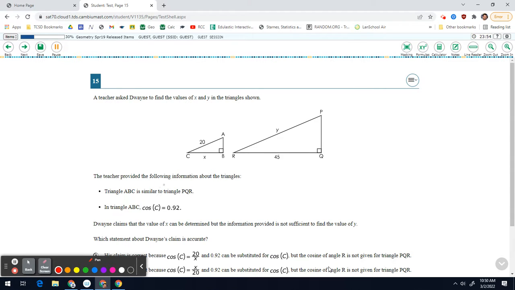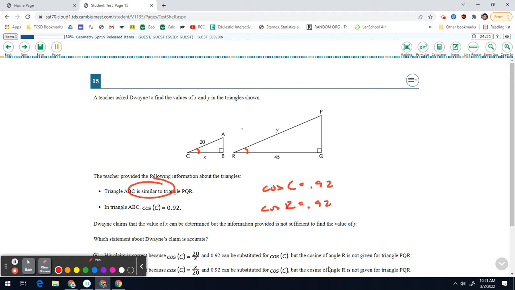Because these two triangles are similar, we know that the angles are congruent. So the angle that is C is also the angle that is R. So if the cosine of C is 0.92, that is also going to be the cosine of R. Okay, so that's going to be helpful in these two triangles. So can we find x? Well, let's see.